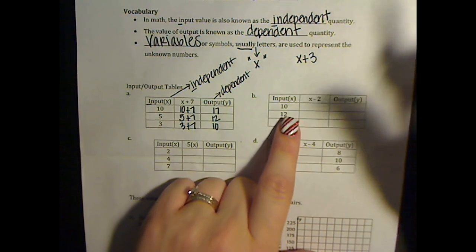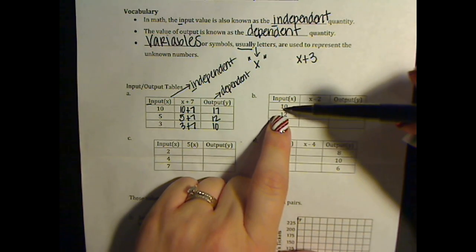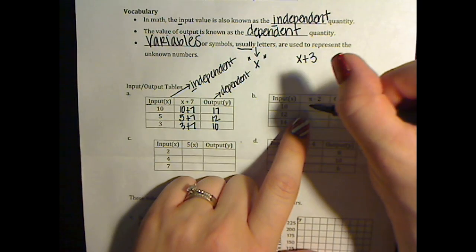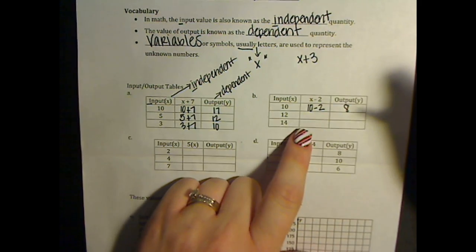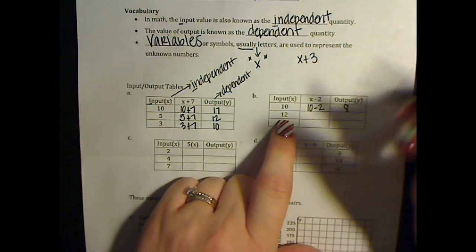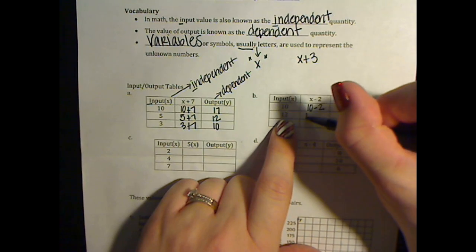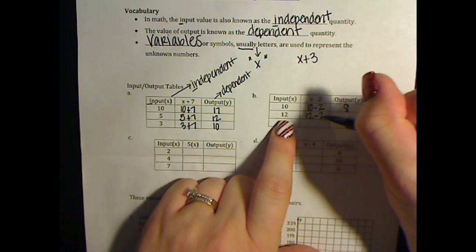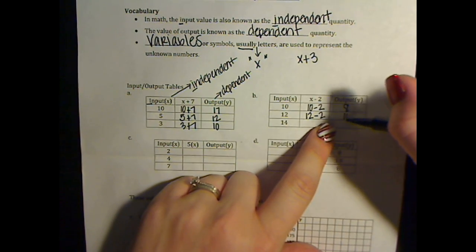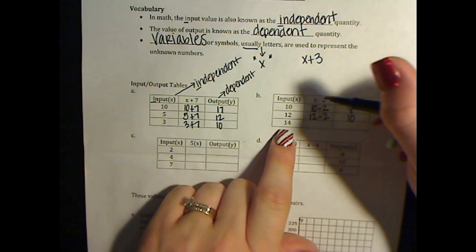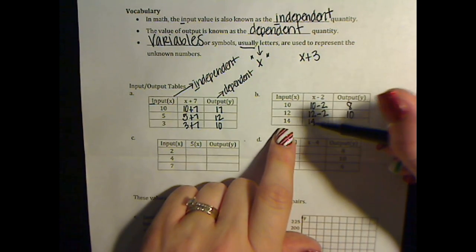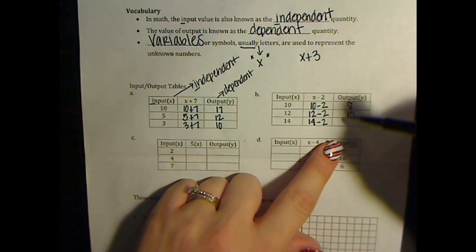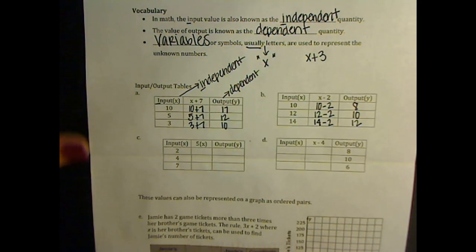So let's look at B. Same thing. I'm going to replace X with 10. So 10 minus 2 gets me 8. What about this one? Replace X with 12. 12 minus 2 is 10. 14, I'm going to replace X with, so instead of X minus 2, it's going to be 14 minus 2, and that is 12. So I just created that table.